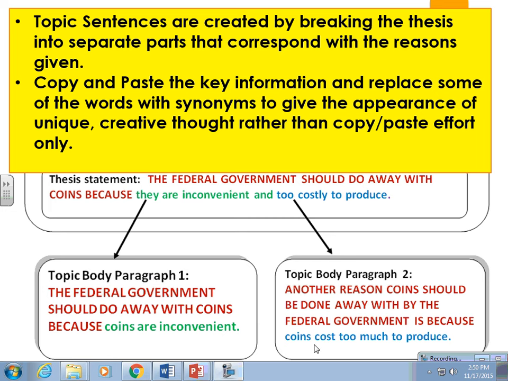Notice that I changed the red around. The original thesis said the federal government should do away with coins because, skipping over to reason 2, they are too costly. I rephrased it to read, another reason coins should be done away with by the federal government is because coins cost too much to produce. Same exact thought. So literally your thesis statement breaks apart and splits into 2 different sentences for your topic sentences.